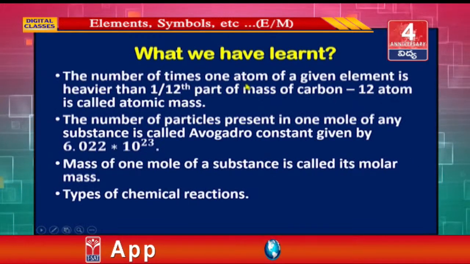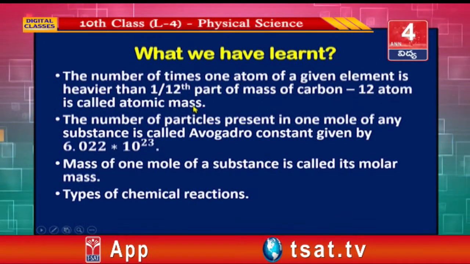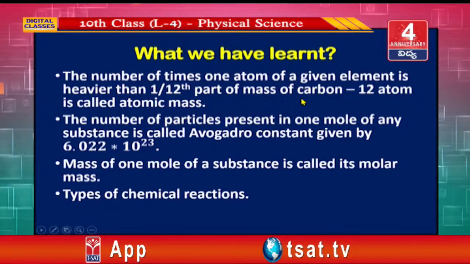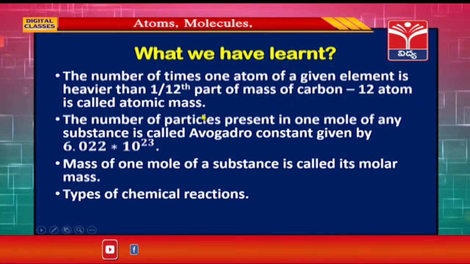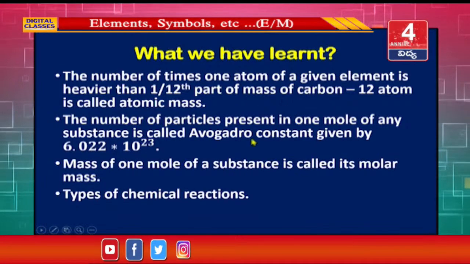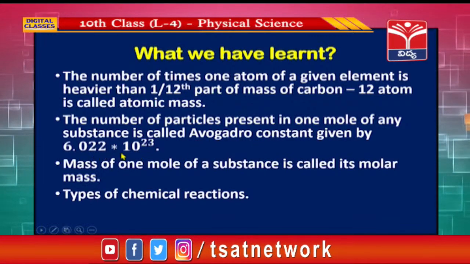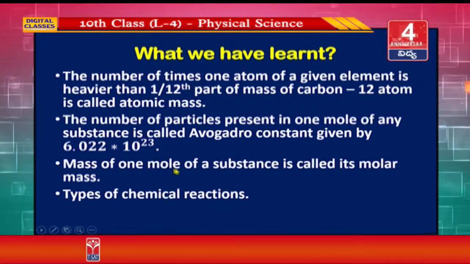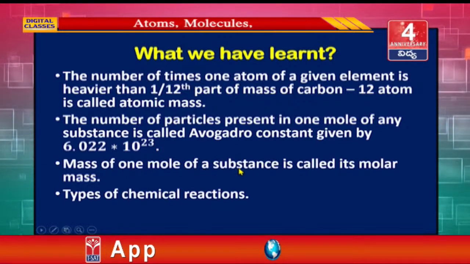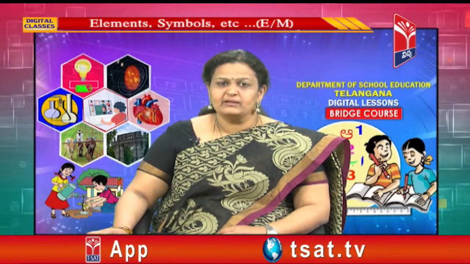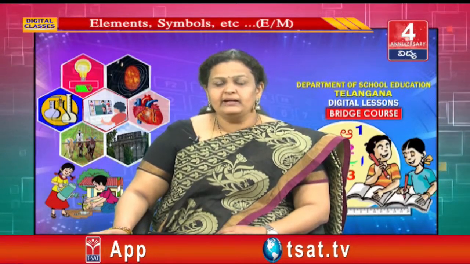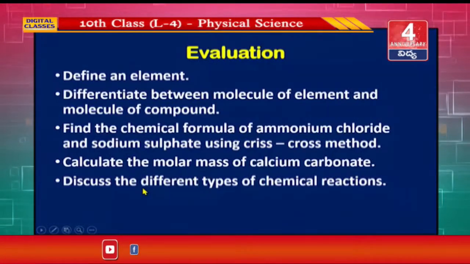The number of times one atom of a given element is heavier than 1/12th part of the mass of a carbon-12 atom is called its atomic mass. The number of particles present in 1 mole of any substance is called Avogadro constant, given by 6.022 × 10^23. Mass of 1 mole of a substance is called its molar mass, and then we have seen different types of chemical reactions.